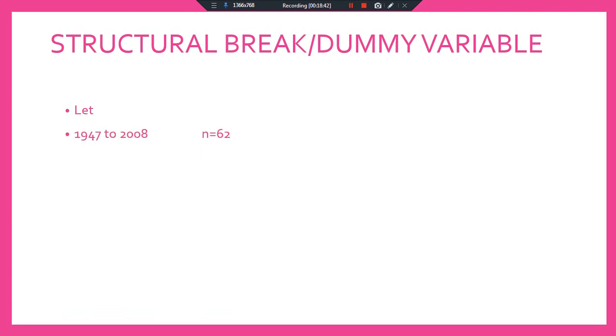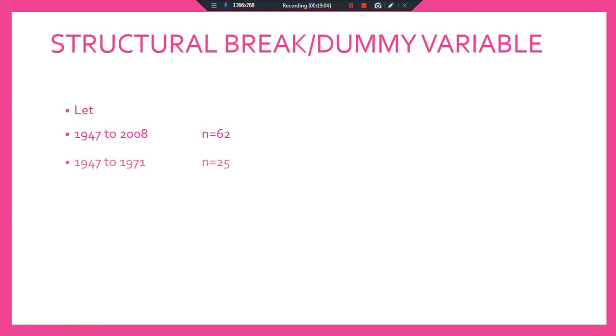and we have information of Pakistan from 1947 to 2008. Any type of information like consumption, GDP, population, these types of information have been given to us, and we are taking the data from 1947 to 2008, and we have a number of observations, 62.